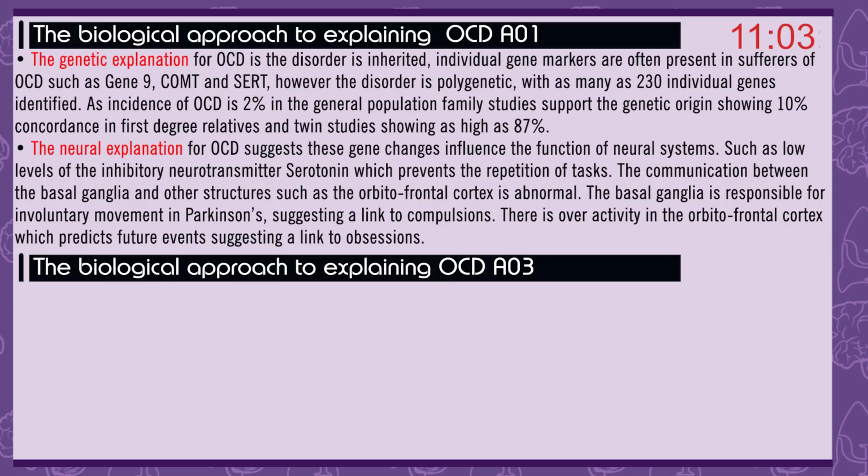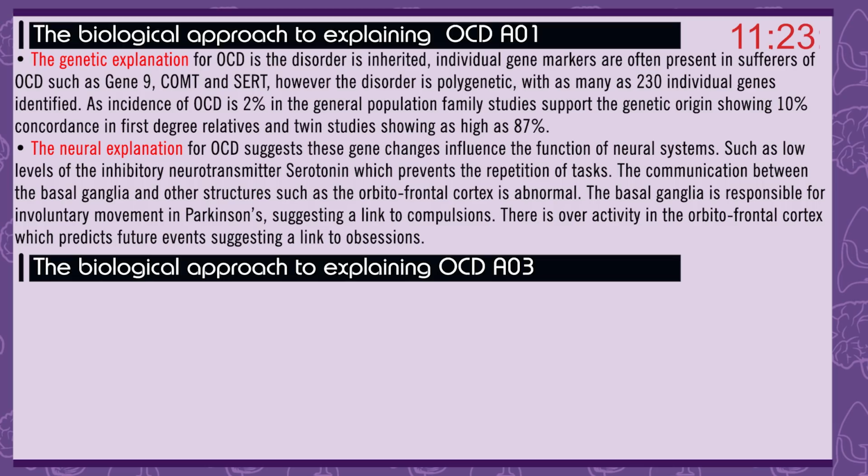The communication between the basal ganglia and other structures, such as the orbitofrontal cortex, is abnormal. The basal ganglia is responsible for involuntary movement in Parkinson's, suggesting a link to compulsions. There's an overactivity in the orbitofrontal cortex, which predicts future events, suggesting a link to obsessions.